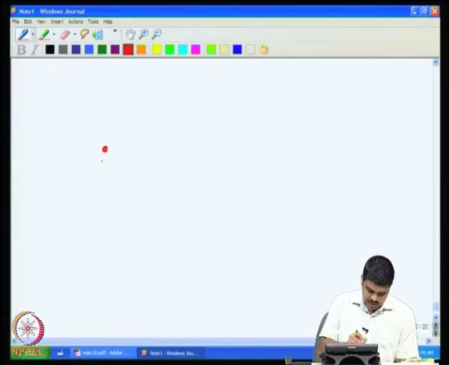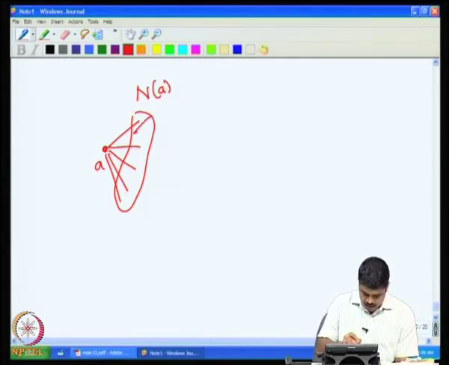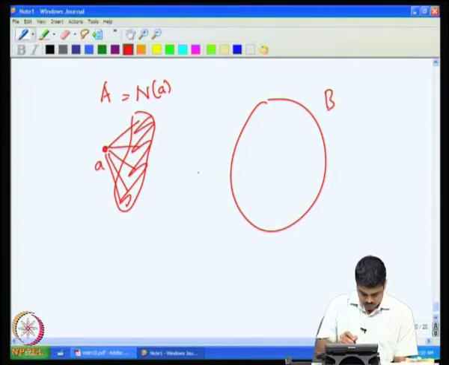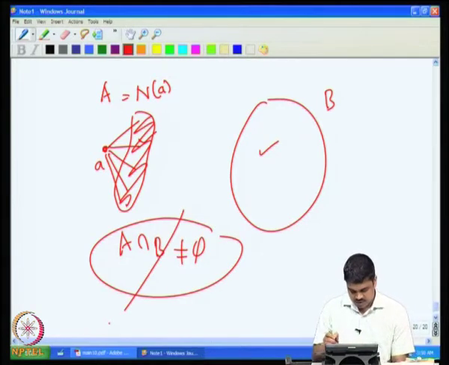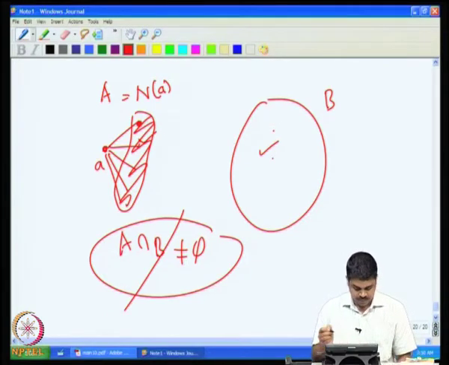So this is our A. We rather consider the neighbors of A, called N of A, and let's define this as capital A. And this is our B. It's possible that some vertices here are in the intersection of capital A and B, which need not be empty. There is nothing preventing that. It's possible that some of these neighbors may be in B.